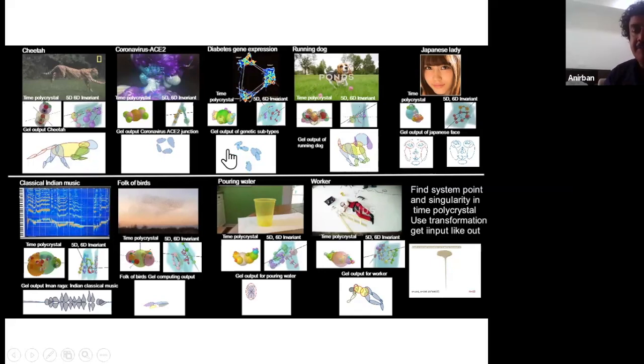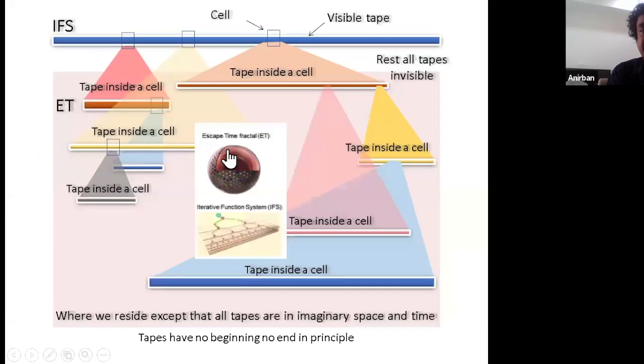You try to find out from a complex Indian song what could be the Indian raga, flock of birds or swarms, what is the dynamics in them? Is there any intelligence at all or not? Then pouring water, then workers, whether they are working in the factory or not. So similar kinds of problems are there.